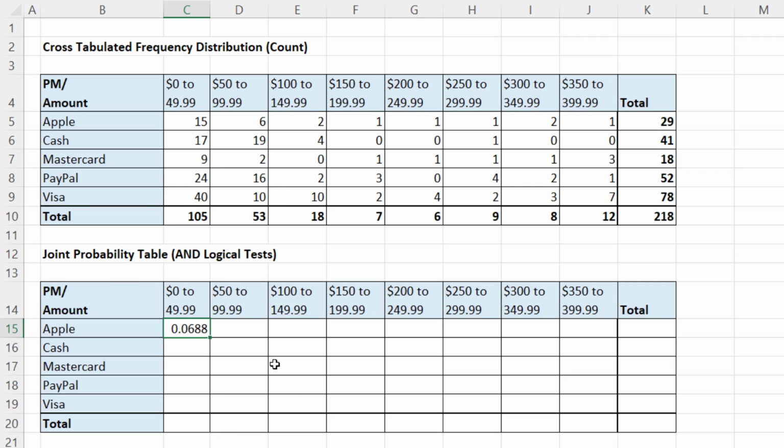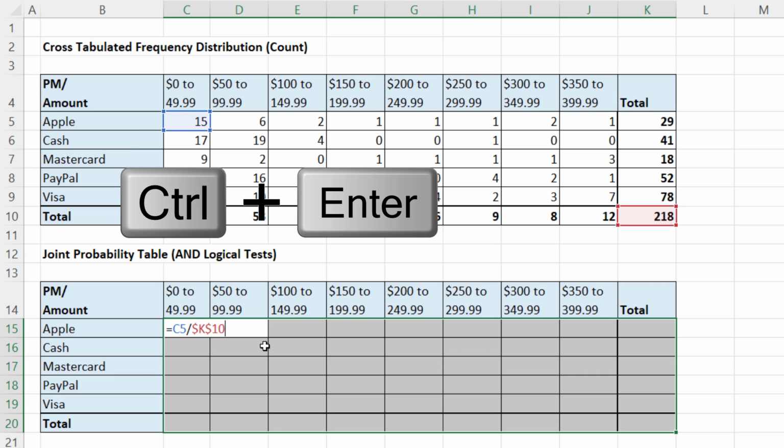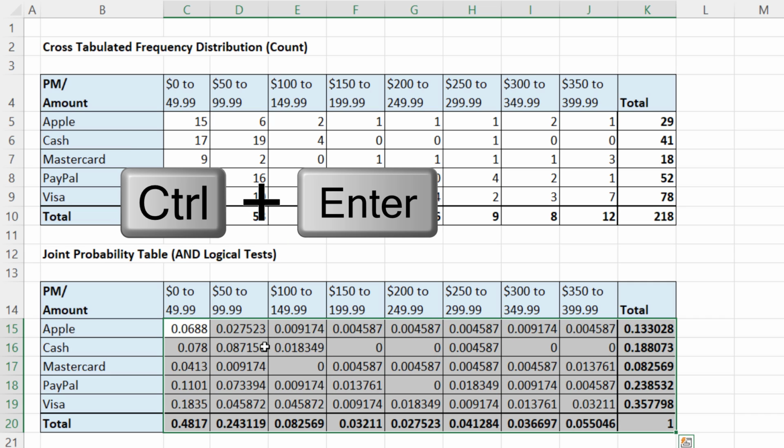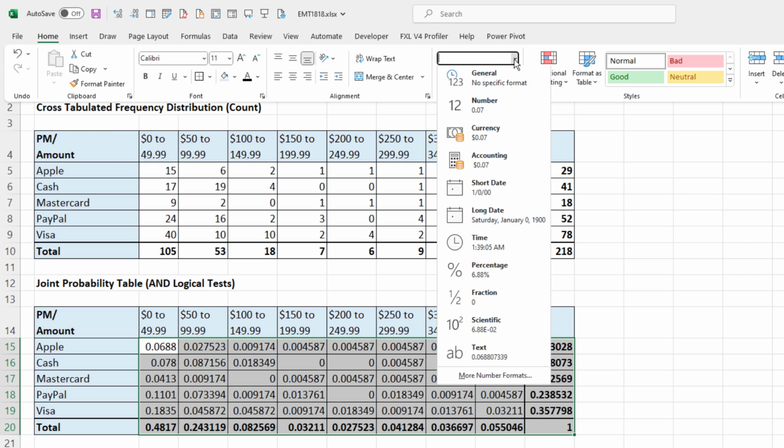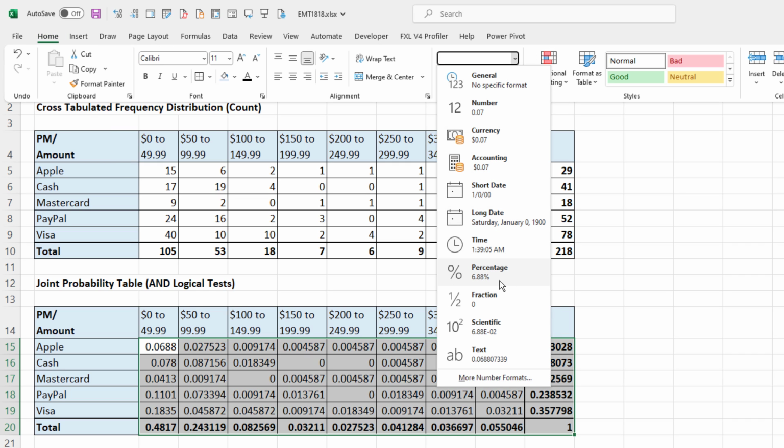Control Z. So the trick we used to do is we highlight everything. Those are all the cells where we want the formulas to go. We hit F2 and then Control Enter to populate that formula into every cell. And it doesn't wreck the formatting. Then we come up to Home, drop down for number formatting, and percent with two decimals.